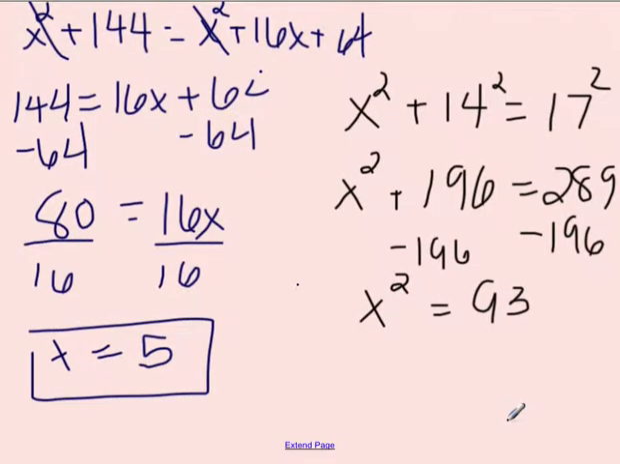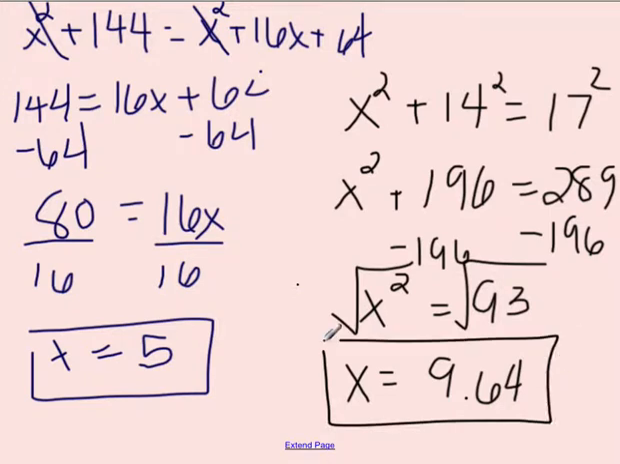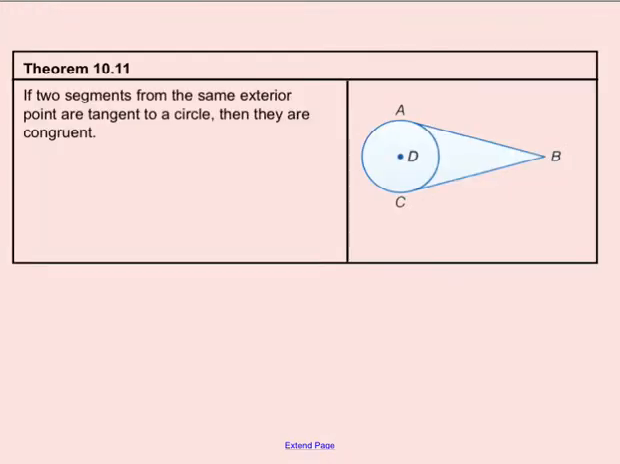So how do I solve for x? Well, I have to get rid of that x squared. So I'm going to take the square root of both sides. The square root of 93 gives me 9.64. Remember that you need to watch your rounding. So type it in your calculator. Make sure you understand how to round it correctly. So that's your final answer for letter B. Let's take a look at another theorem here.